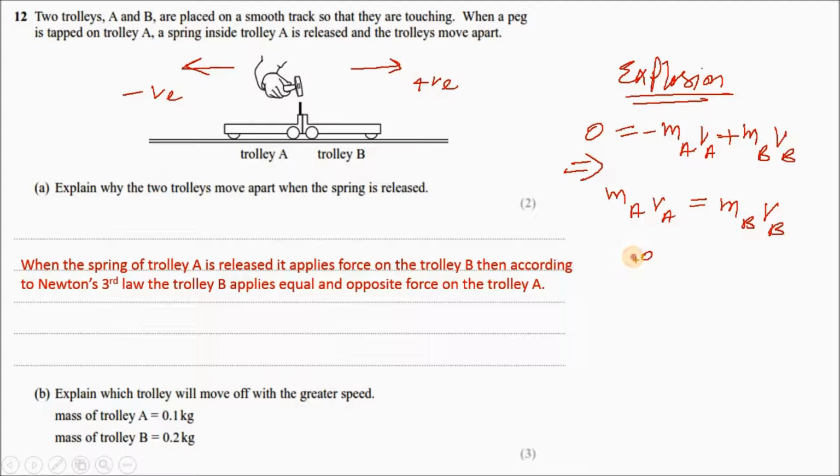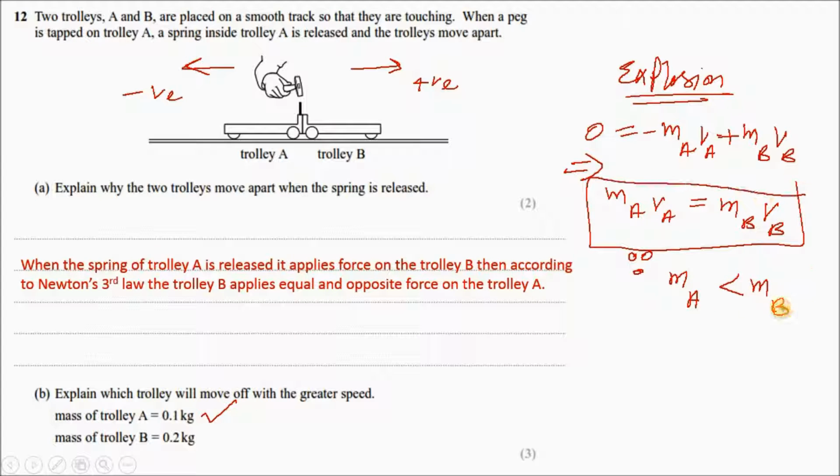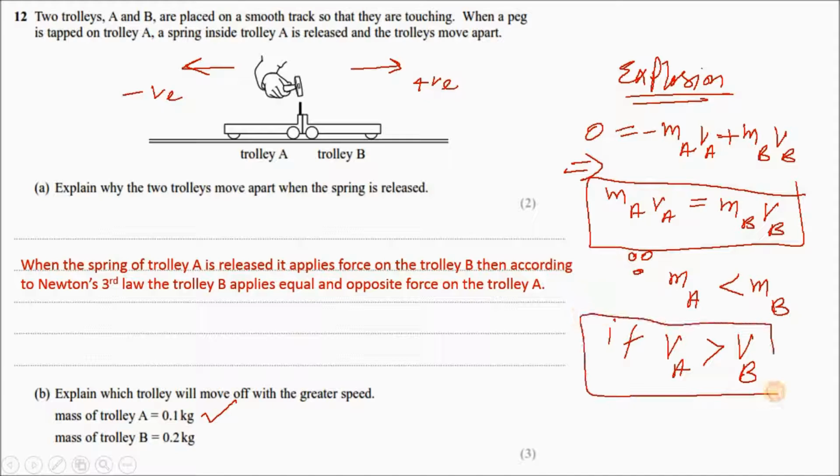And since the mass of trolley A is less than the mass of trolley B, this equation only holds if VA is greater than VB. Because trolley A is lighter, the momentum should be equal if trolley A is moving faster. So the speed of trolley A will be higher than trolley B.